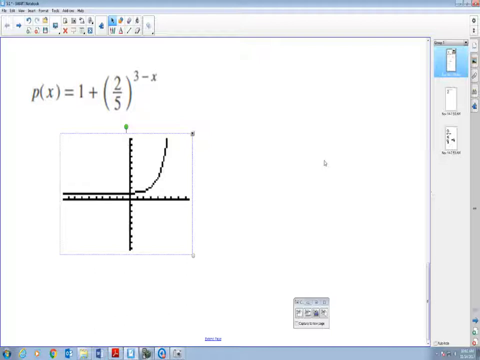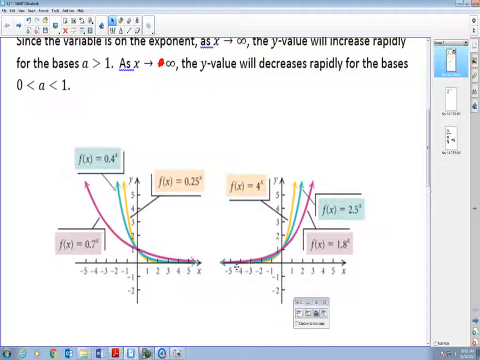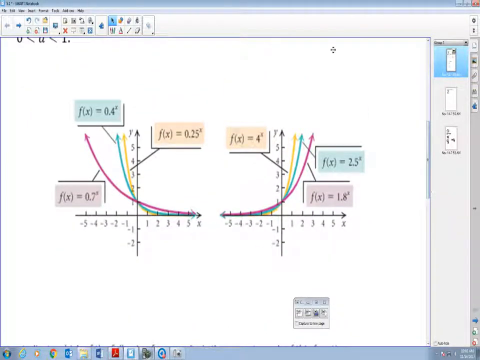What I really want you to get out of here is understanding that if the variable lands on the exponent, you should expect your y value will either rise up rapidly or decrease rapidly. Okay. And we will deal with more application problems in the next lecture video series.